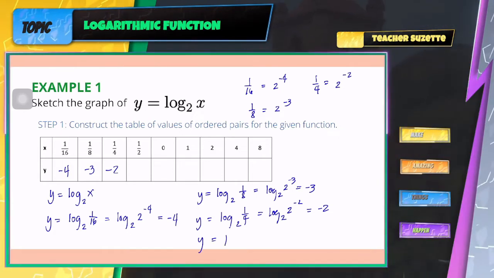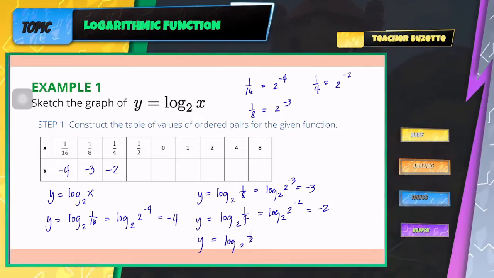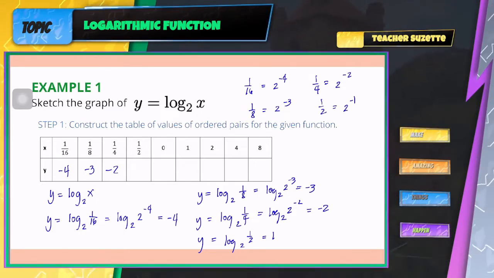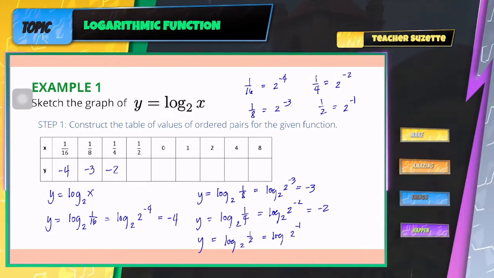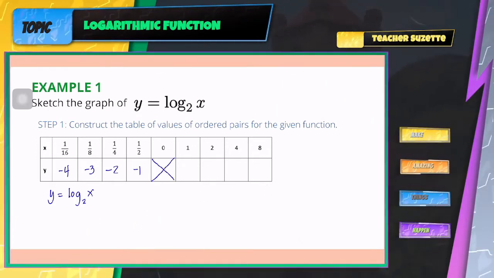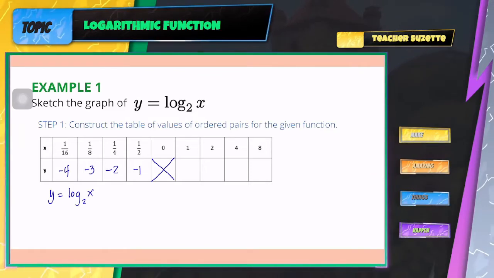Next, we have y is equal to the logarithm of 1/2 base 2. And 1/2 can be written as 2 raised to negative 1. So we have logarithm of 2 raised to negative 1 base 2. They have the same base, so we have negative 1 for our y. Let's continue. We cannot input the value of x equal to 0 because it will violate our definition for logarithmic function where your x should be greater than 0. So let's proceed with 1, 2, 4, and 8.